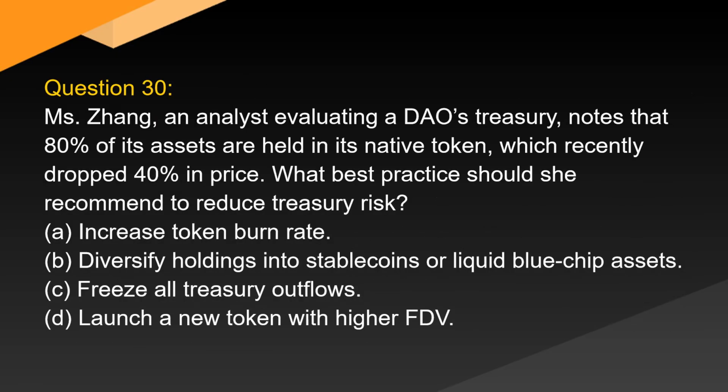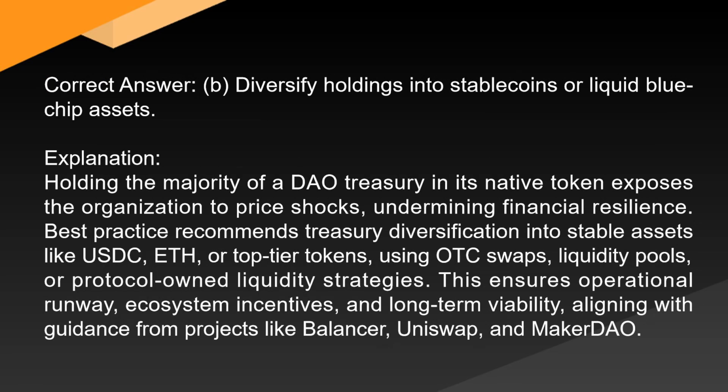Question 30. Ms. Zhang, an analyst evaluating a DAO's treasury, notes that 80% of its assets are held in its native token, which recently dropped 40% in price. What best practice should she recommend to reduce treasury risk? A. Increase token burn rate. B. Diversify holdings into stablecoins or liquid blue-chip assets. C. Freeze all treasury outflows. D. Launch a new token with higher FDV. Correct answer: B. Diversify holdings into stablecoins or liquid blue-chip assets.